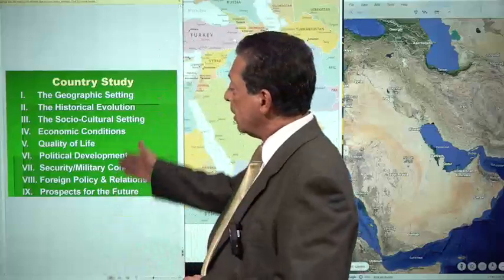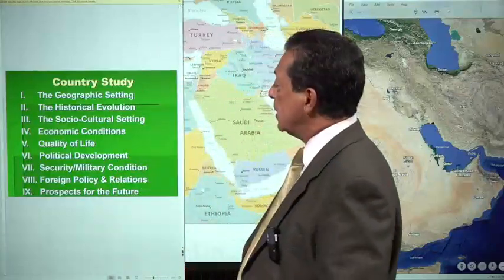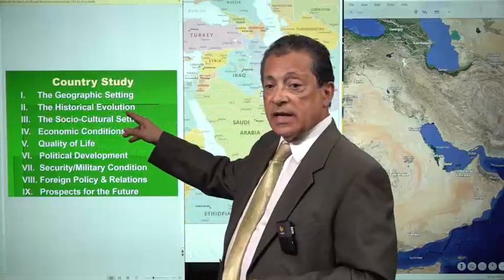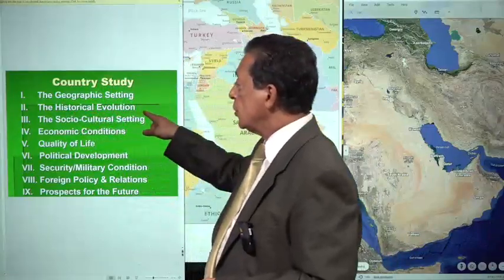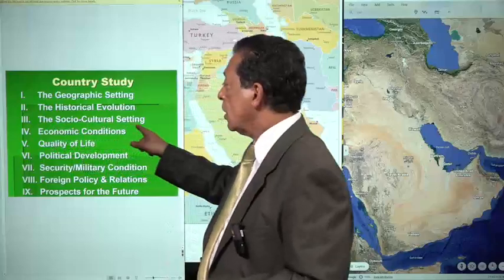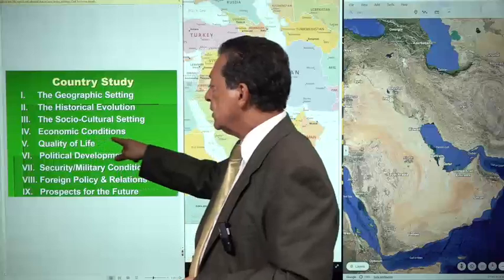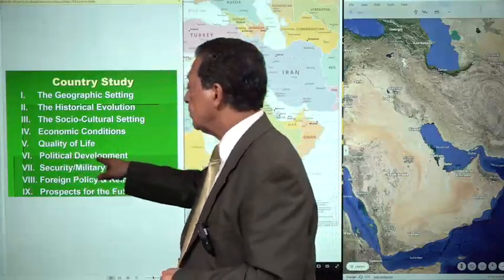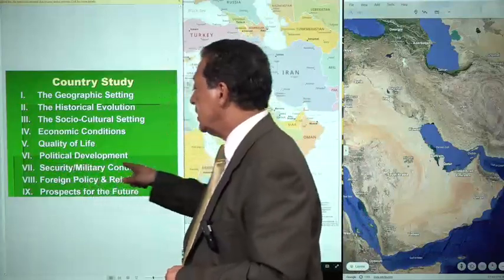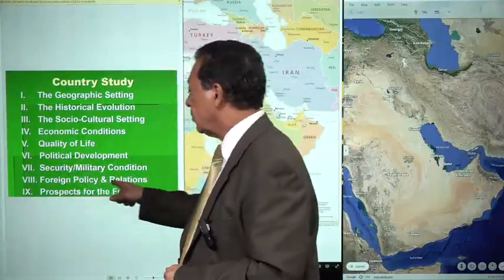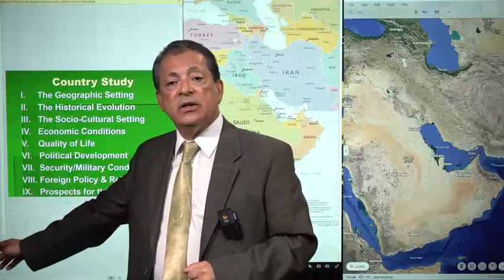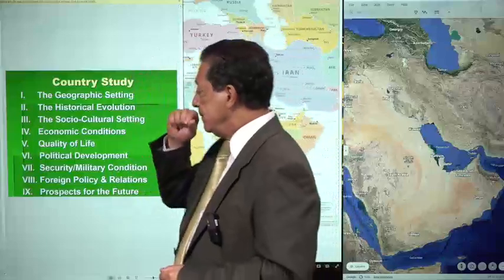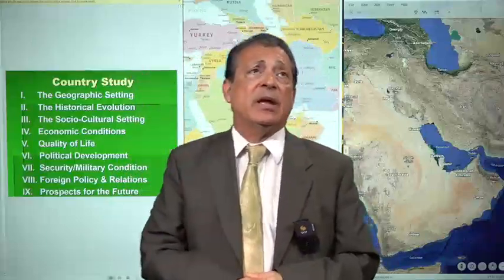So this outline, obviously, is going to focus on these three major powers. Notice that we start with the geographic setting. That's very important. Then we go to the historical one. Then we talk about socio-cultural factors. Next is the economic condition. Then we talk about the quality of life. Then we talk about political development, then security and military issues. Next is the foreign policy and foreign relations. And last but not least, we focus on the prospect for the future.